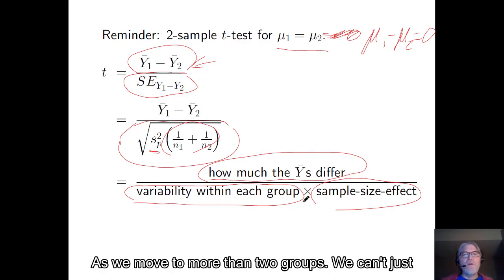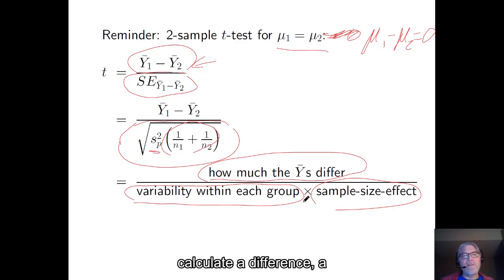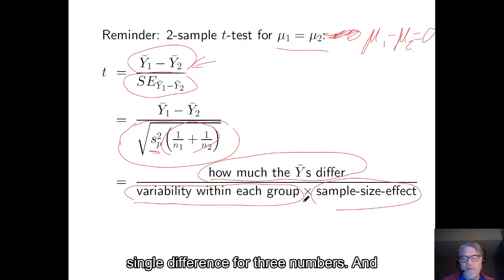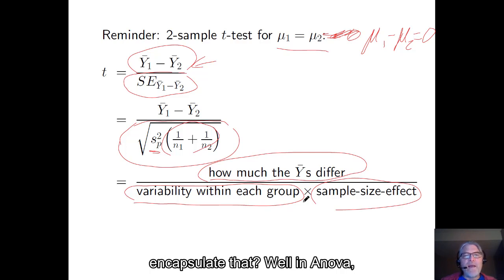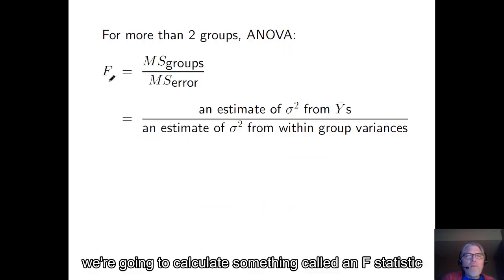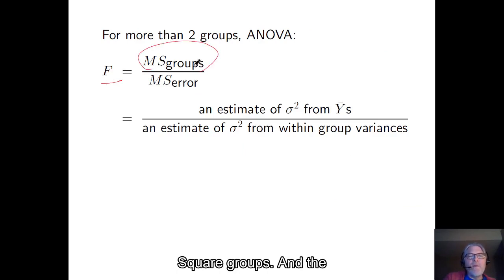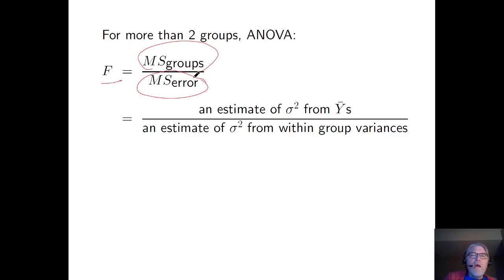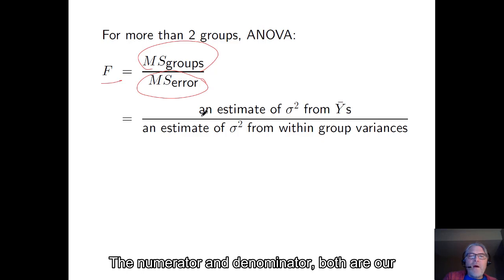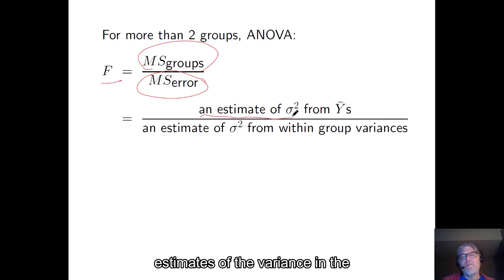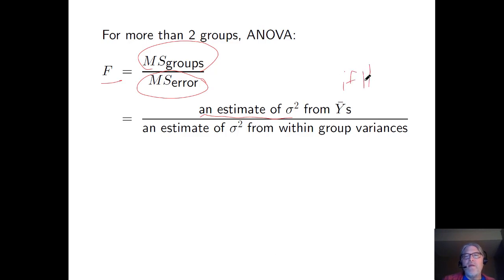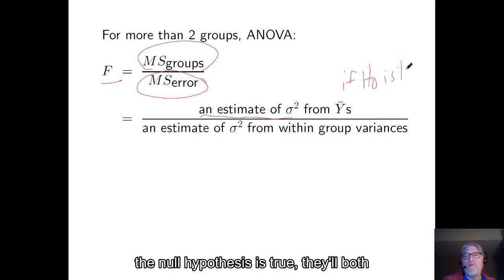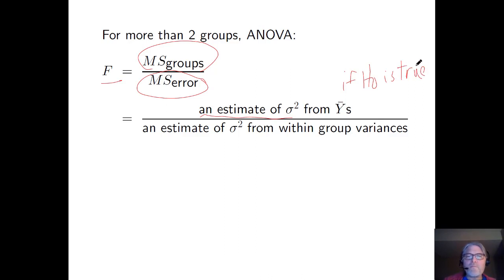As we move to more than two groups, we can't just calculate a single difference for three numbers. And so how are we going to encapsulate that? Well, in ANOVA, we're going to calculate something called an F statistic, where the numerator is called the mean squared groups and the denominator is the mean squared error. The numerator and denominator both are estimates of the variance in the population if the null is true. So if the null hypothesis is true, they'll both be estimating the same variance.